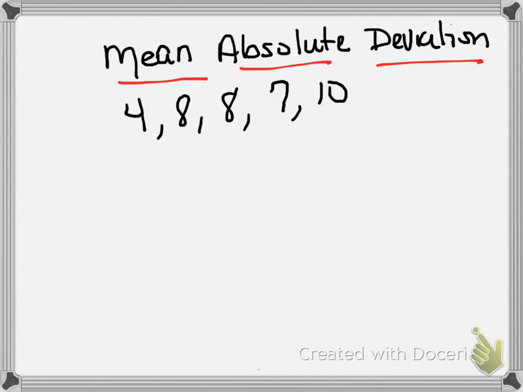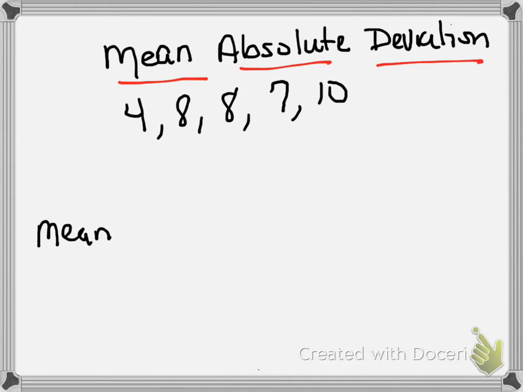Okay, this video is for mean absolute deviation, which we also call MAD. All right, so this is just a small example. The first thing we have to find is the mean. The mean is the average. So we want to find the mean.